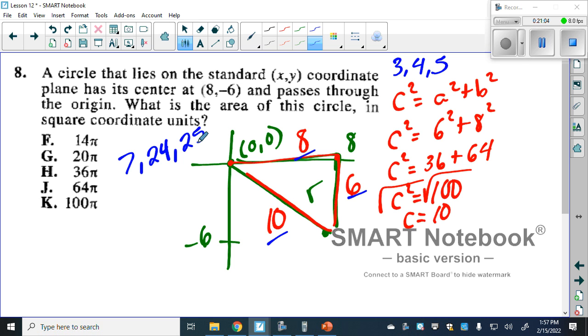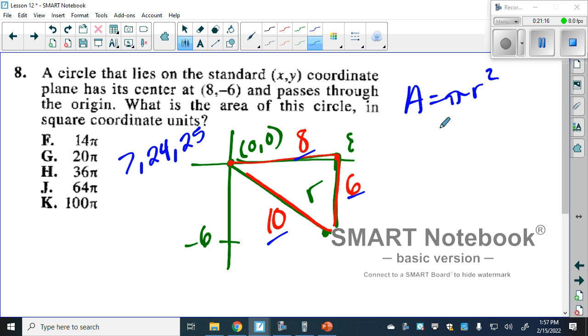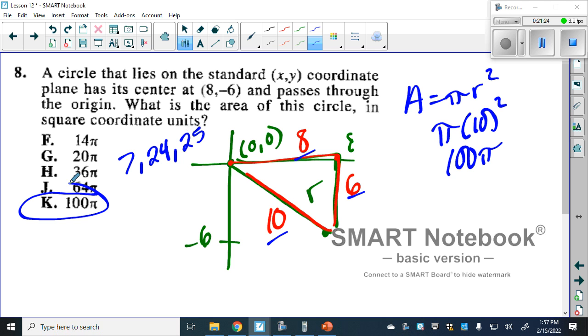So to find the area, because that's what it's asking for, area is equal to pi r squared. Well, the radius is 10, and 10 squared is 100. So the area is 100 pi. And that's it. Questions on this here?